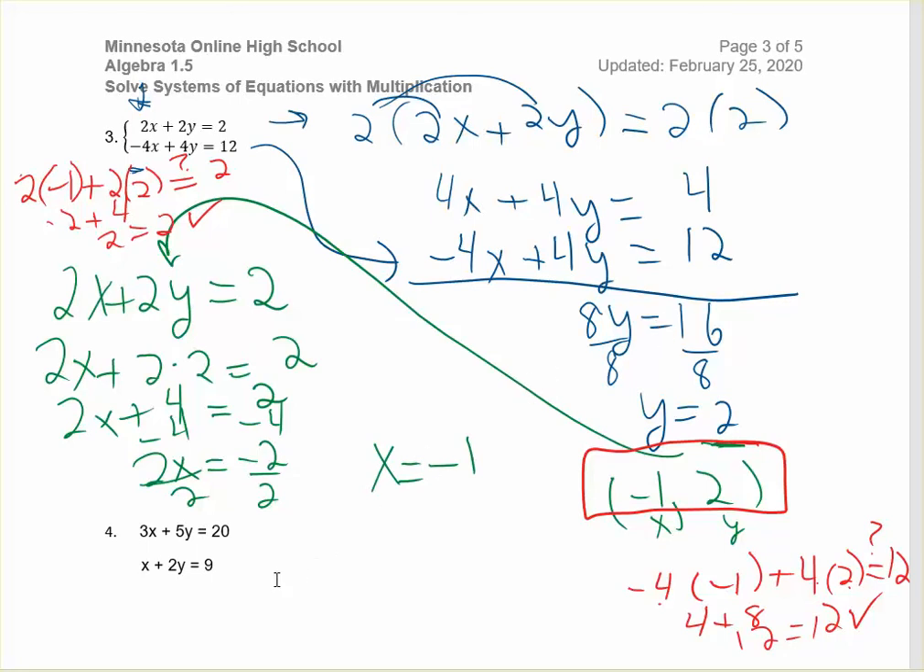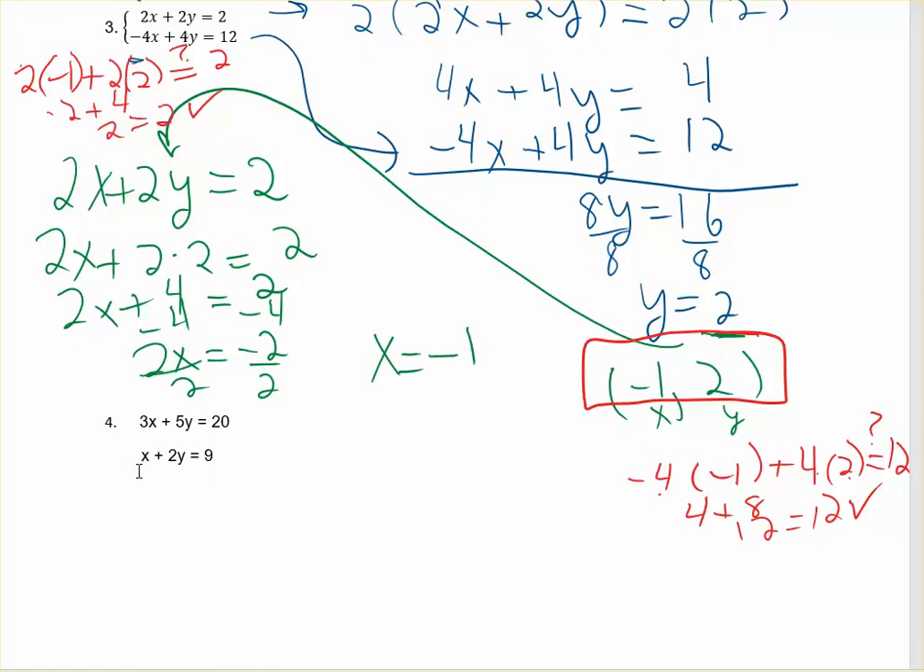Number 4 will be done just like that. The first step will be figuring out what I could multiply one of these equations by so that they would have opposite coefficients on one term. In this one, I think you should be looking at the x terms because we already have 3x. If I could get the bottom one to be a negative 3x, then you'd be all set. So what could you multiply the bottom equation by to get negative 3x?